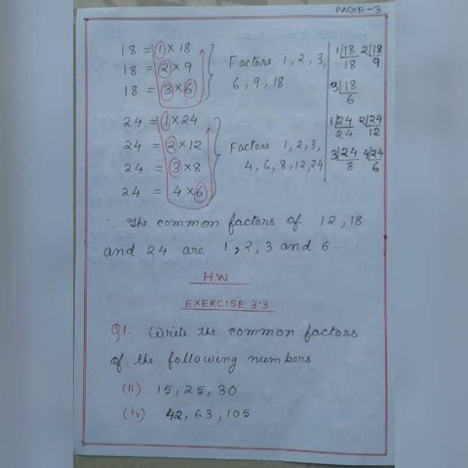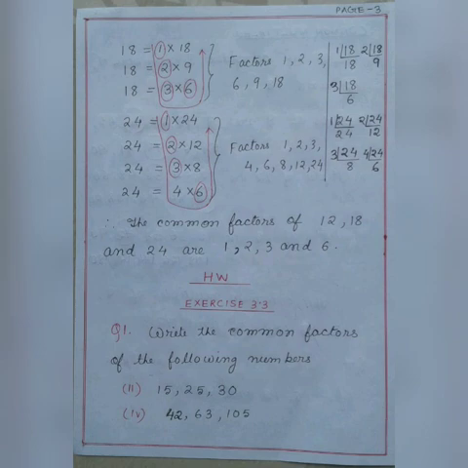Therefore, I have circled the common factors of 12, 18 and 24. What are the circled numbers? The circled numbers are 1, 2, 3 and 6. Therefore, the common factors of 12, 18 and 24 are 1, 2, 3 and 6.